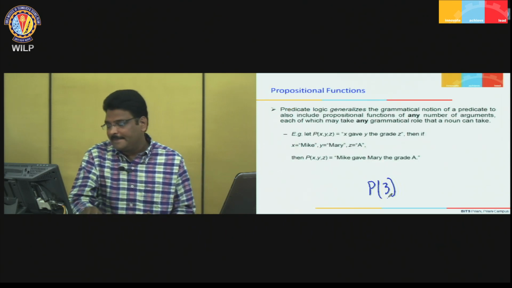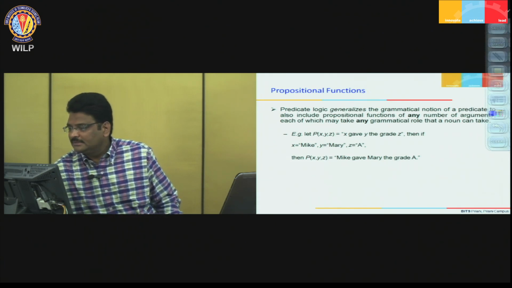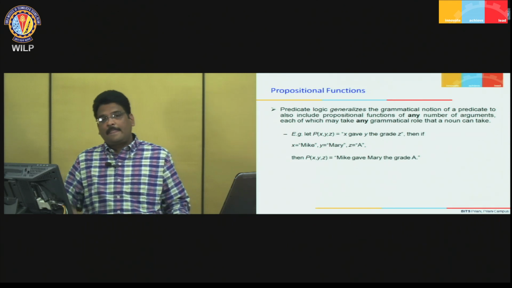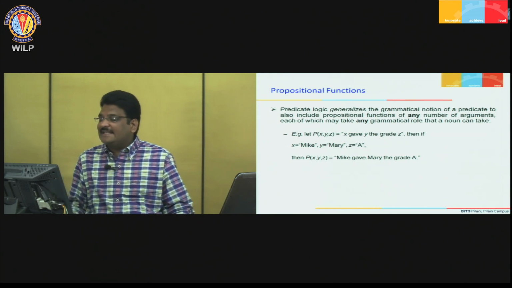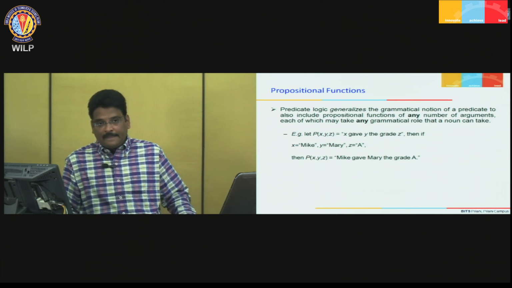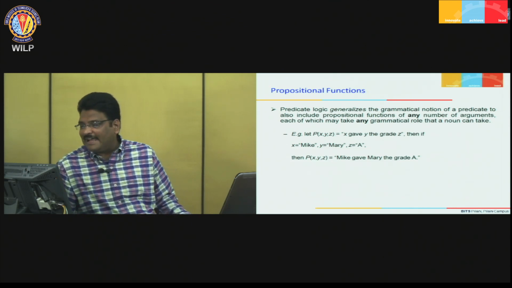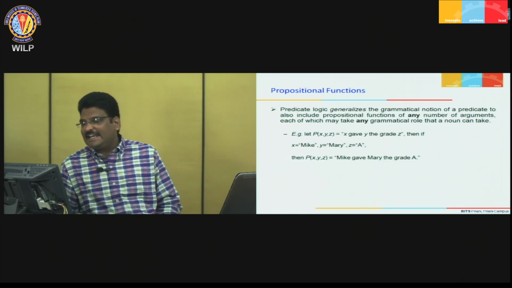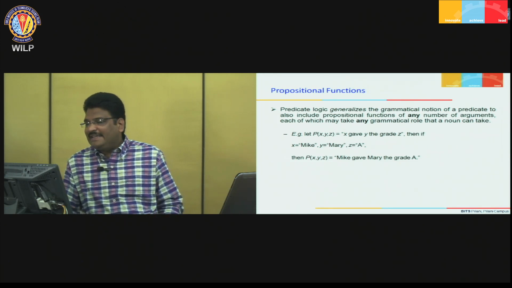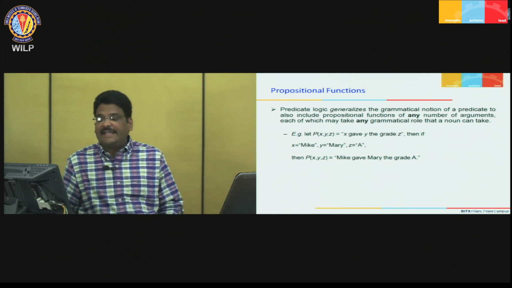Let us look at another, slightly more complex predicate called Pxyz. Say Pxyz is defined as x gave y the grade z. This is a predicate. And if I substitute, say, Mike in place of x, Mary in place of y and A in place of z, then I get a nice proposition: Mike gave Mary the grade A. This becomes a proposition, but the earlier one is a predicate.